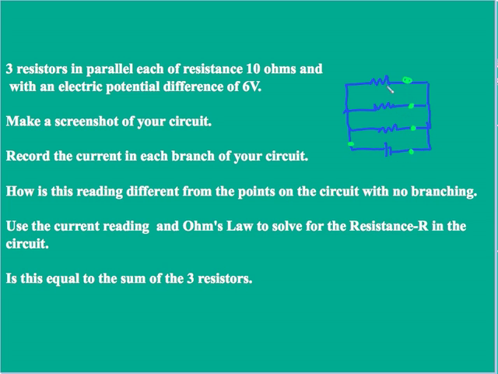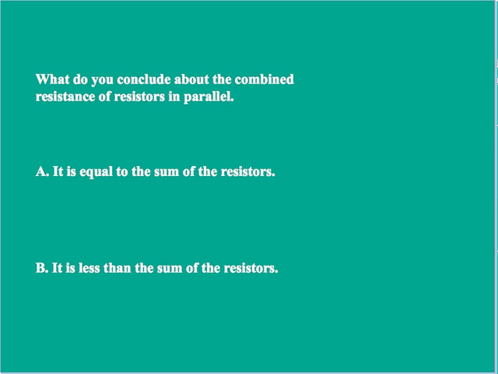And you will see if there is any difference in the current through the circuit at each of these points, so that you will be able to answer the question, how is this reading different from the points on the circuit with no branching? What do you conclude about the combined resistance of resistors in parallel? Is it equal to the sum of the resistors, or is it less than the sum of the resistors?